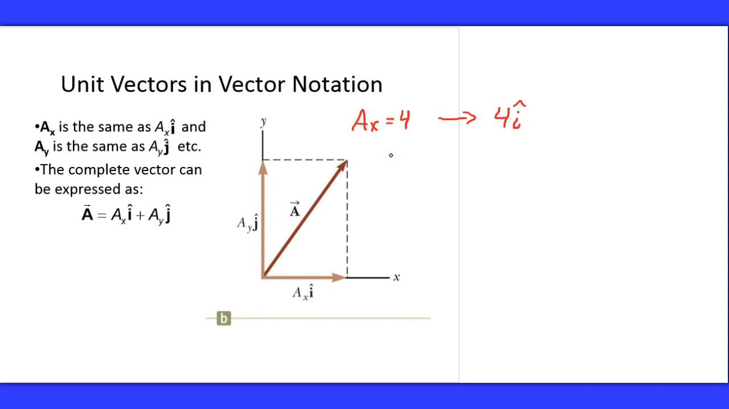Instead of ay or az, we instead say 5j or 6k.